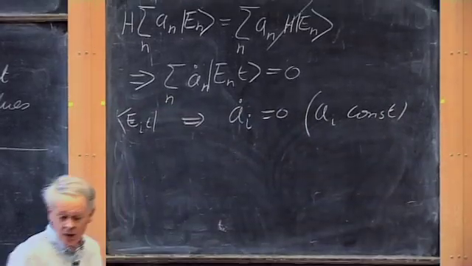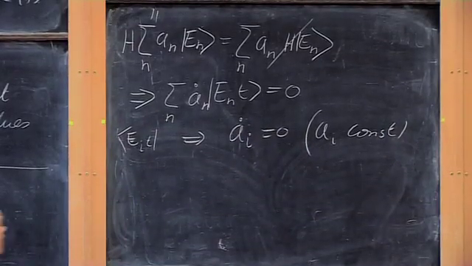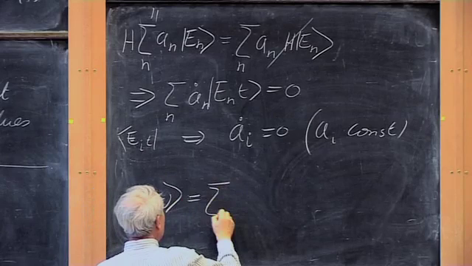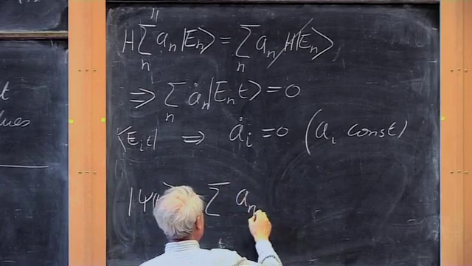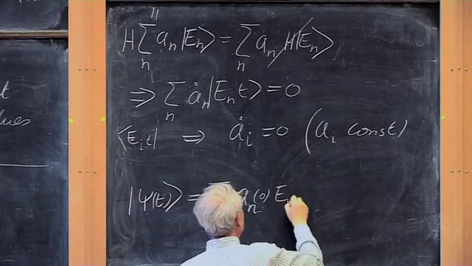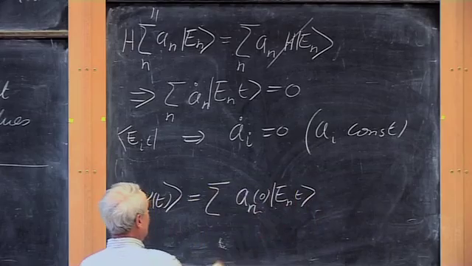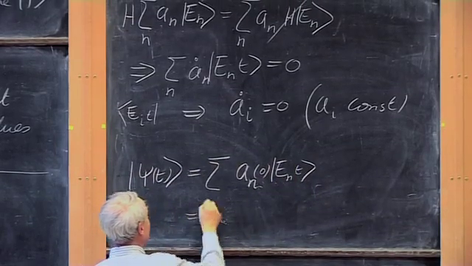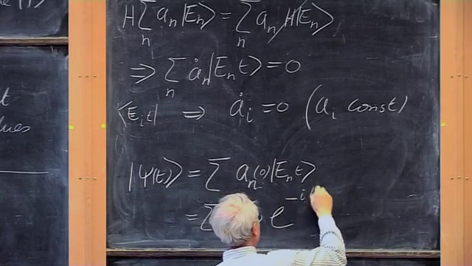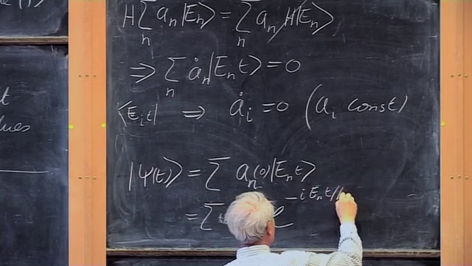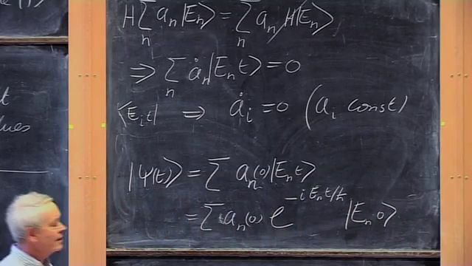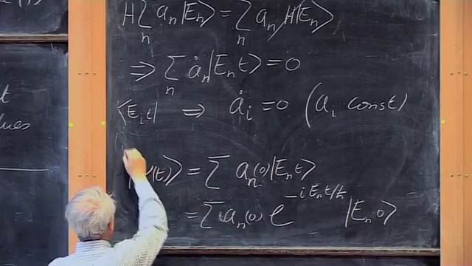This enables us to write down the solution to the general problem. We have that ψ(t) is equal to the sum of some constants, a_n, which you can determine from the initial conditions, times E_n(t). But I can explicitly write that out because I know how this thing evolves in time. This is the sum a_n e^(-i E_n t/h bar) times E_n(0). So this is a fabulously important equation.